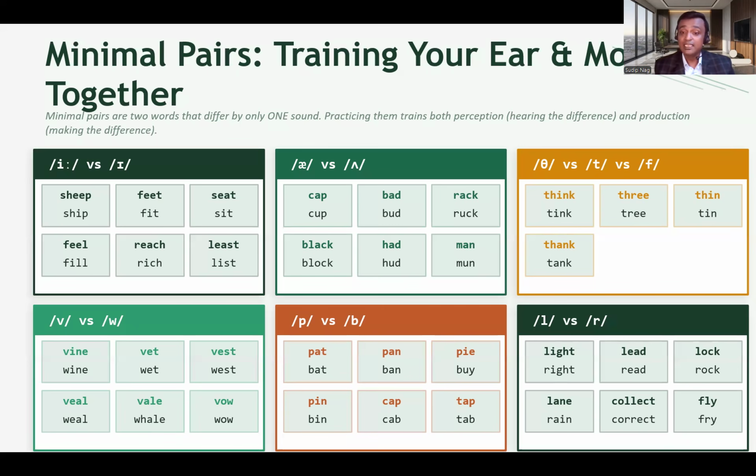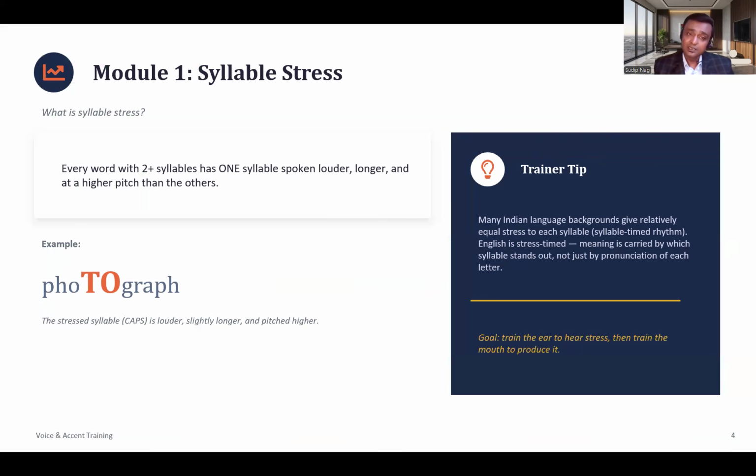La and ra: light, right. Roll your tongue, right? Lead, read. Lock, rock. Lane, rain. Collect, correct. Fly, fry. Now, what is syllable stress?